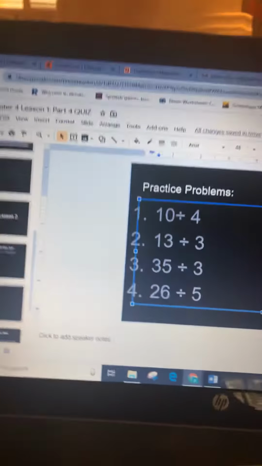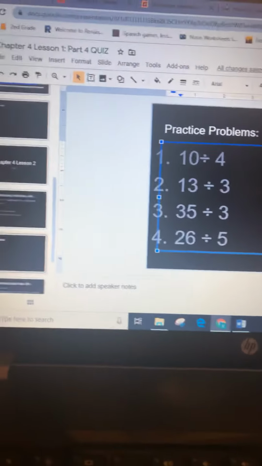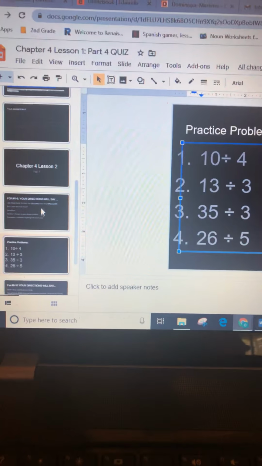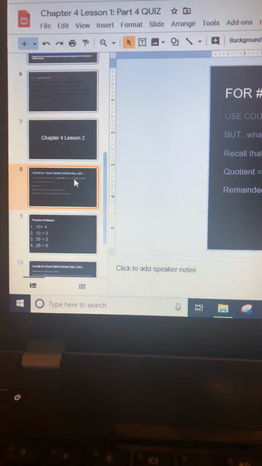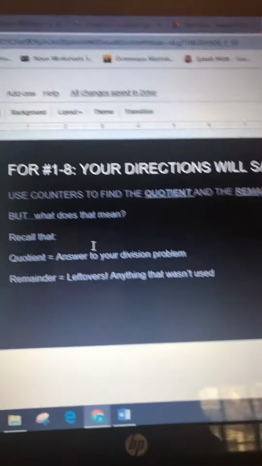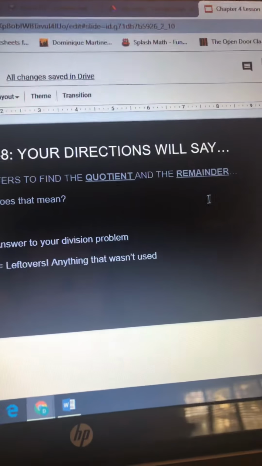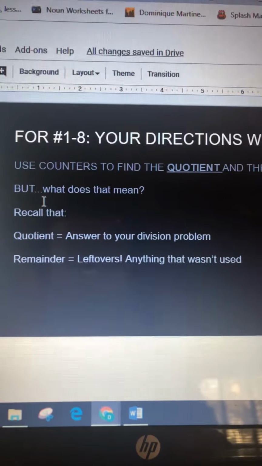Okay guys, so second part of your assignment is going to be to go through this second portion of the video. So we're going to look at slide 7, right? It's chapter 4, lesson 2. On your assignment today, the first bit of directions are going to say, use counters to find the quotient and the remainder. What does that mean?